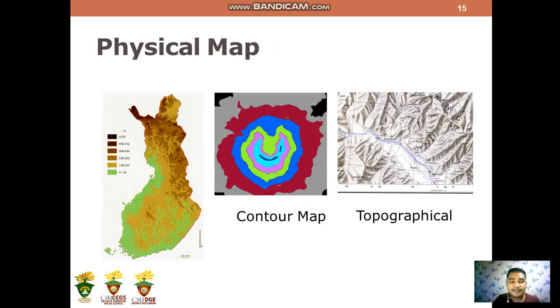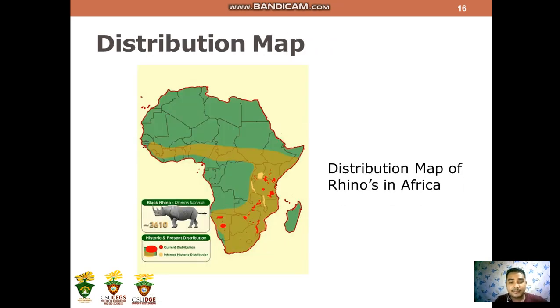So here is the example of physical map. Kung unsa ang forma sa yuta, mao na ipakita sa physical map. For example, contour map for elevation, and we have also topographical, ilang nanay hill shade, and this one sa slope ata ni, if I'm not mistaken. Next is distribution map. So here is an example of a distribution map that shows the distribution of rhinos in Africa. So distribution map shows us where we can find something. For example, sa rhinos, kanang red nga part, diyan ay makita ang mga rhinos. So that's a distribution map.